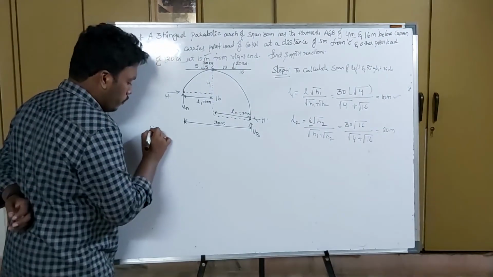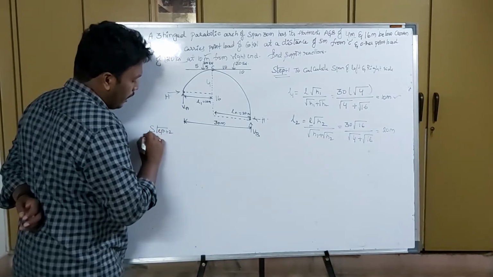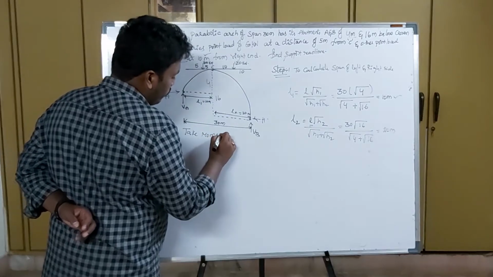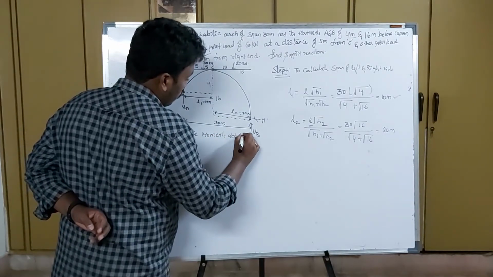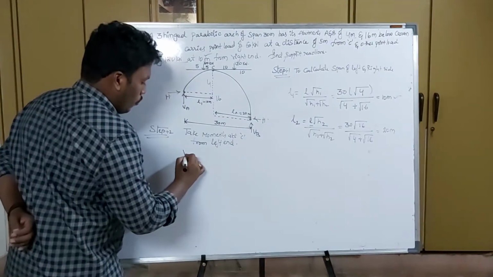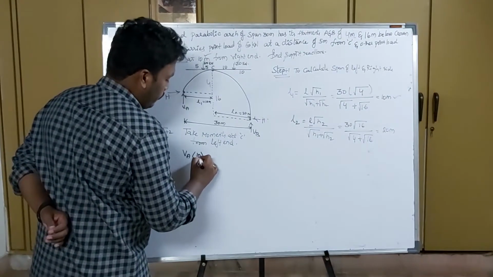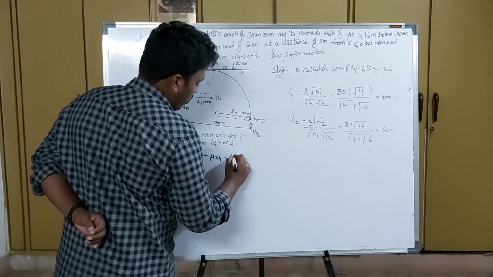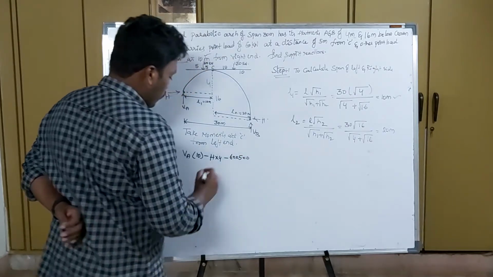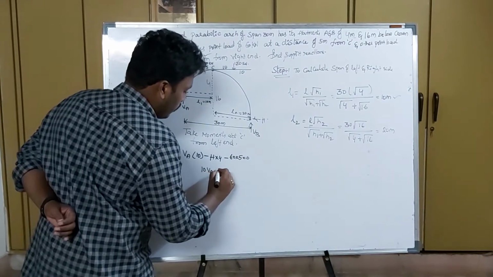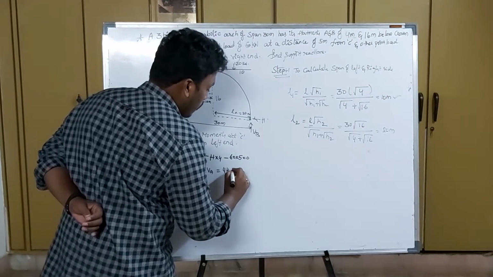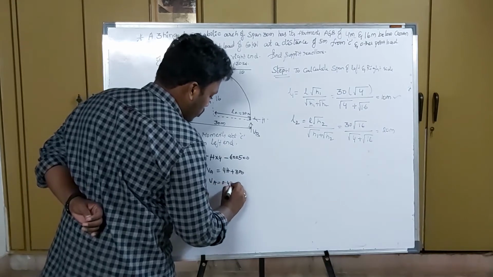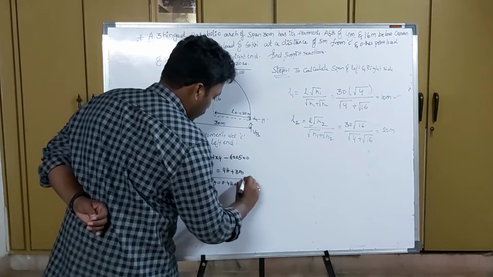So coming to step 2, the process will be the same from here again. Take moments about C. So going from the left end, VA into 10 minus H into 4 minus 16 into 5 is equal to 0, where 10 VA is equal to 4H plus 300. So VA is equal to 0.4H plus 30. This will be equation 1.